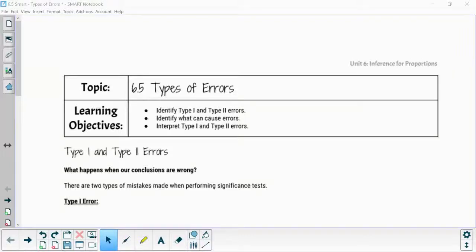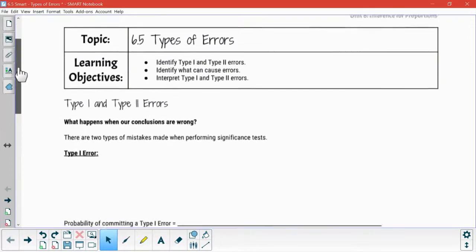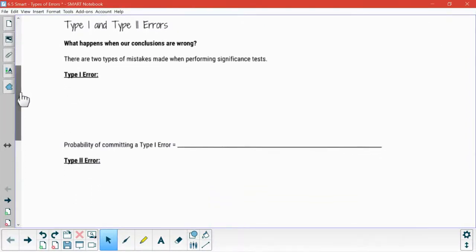Welcome to 6.5, Types of Errors. Today we're going to identify the two types of errors. We're going to see what causes them and interpret what happens when they occur. So let's first go over what a type 1 and type 2 error is.